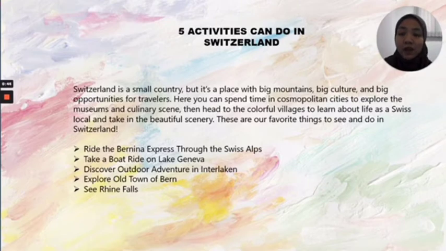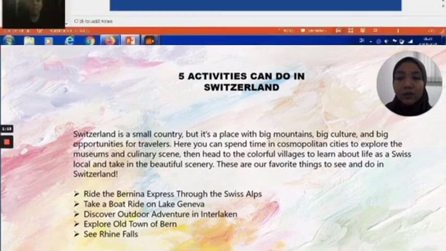First is ride the Bernina Express through the Swiss Alps. Second is take a boat ride on Lake Geneva. Third is discover outdoor adventure in Interlaken. Next is explore the Old Town of Bern. And last is see the Rhine Falls. That's all for me.